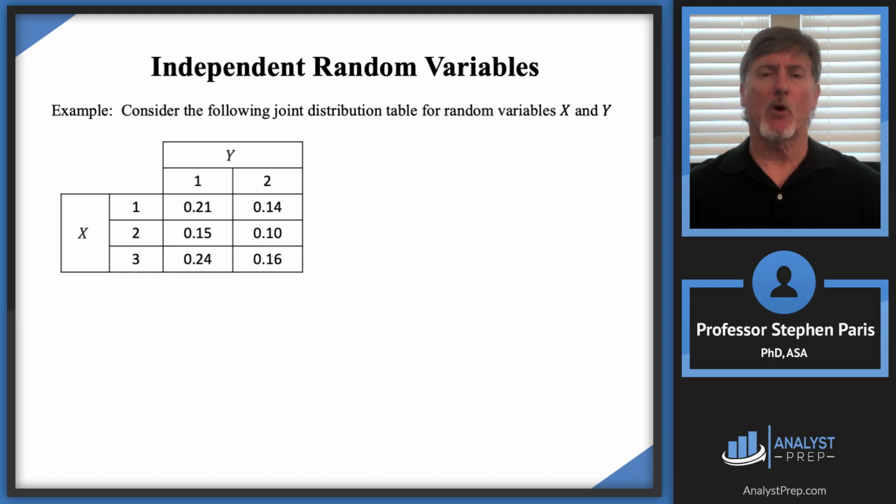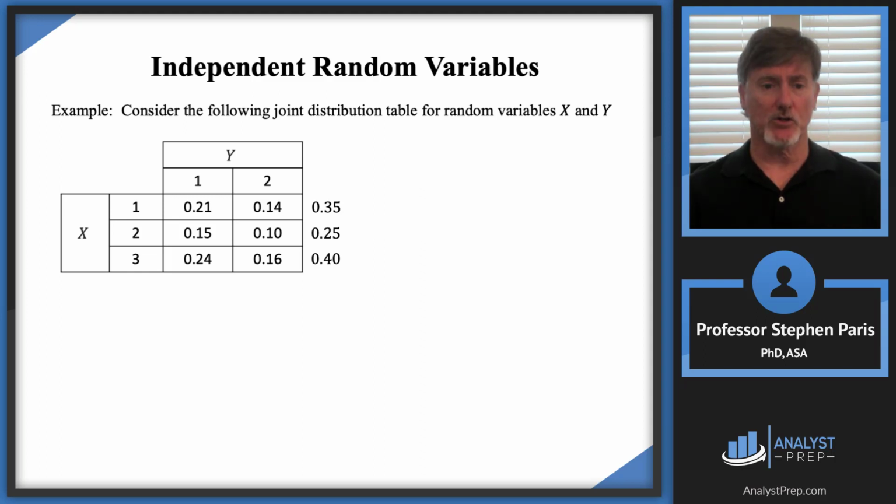We talked about getting marginal distributions in the previous video, so we could get, for instance, the marginal probability that cap X equals 1. I add up the row where cap X equals 1 and I get 0.35, so that would be the marginal probability that cap X equals 1. Likewise, the marginal probabilities for cap X equal 2 and 3 are 0.25 and 0.4.